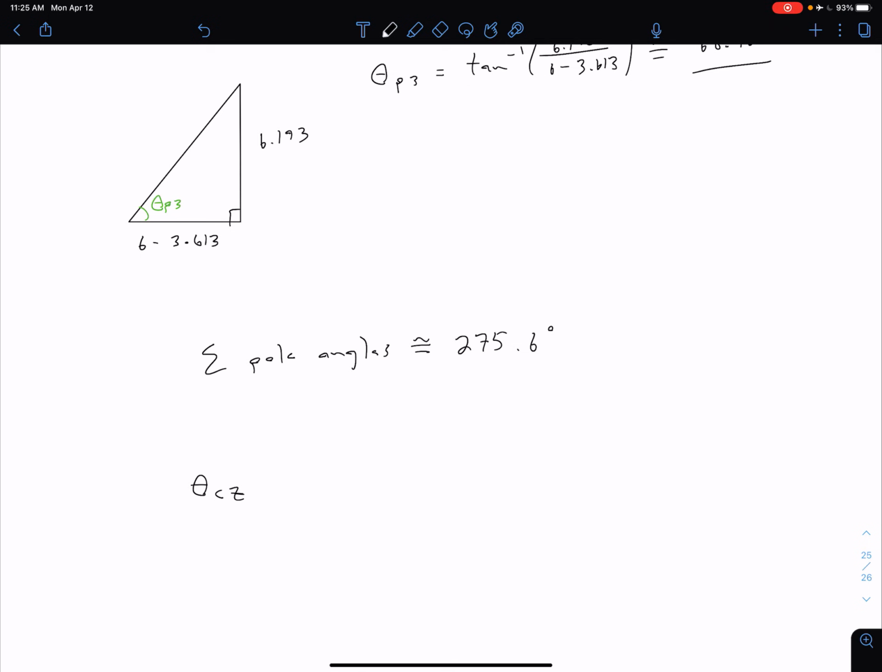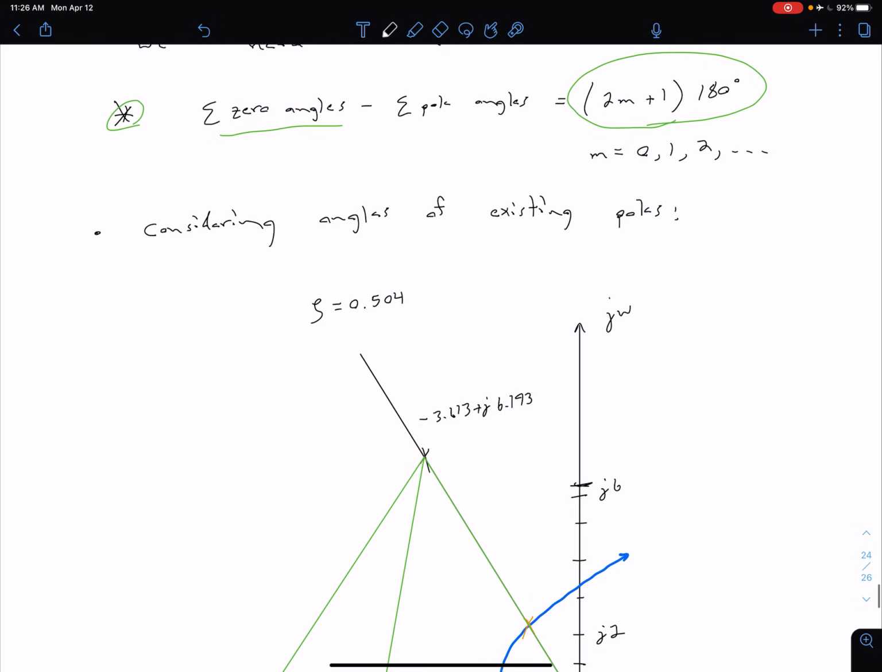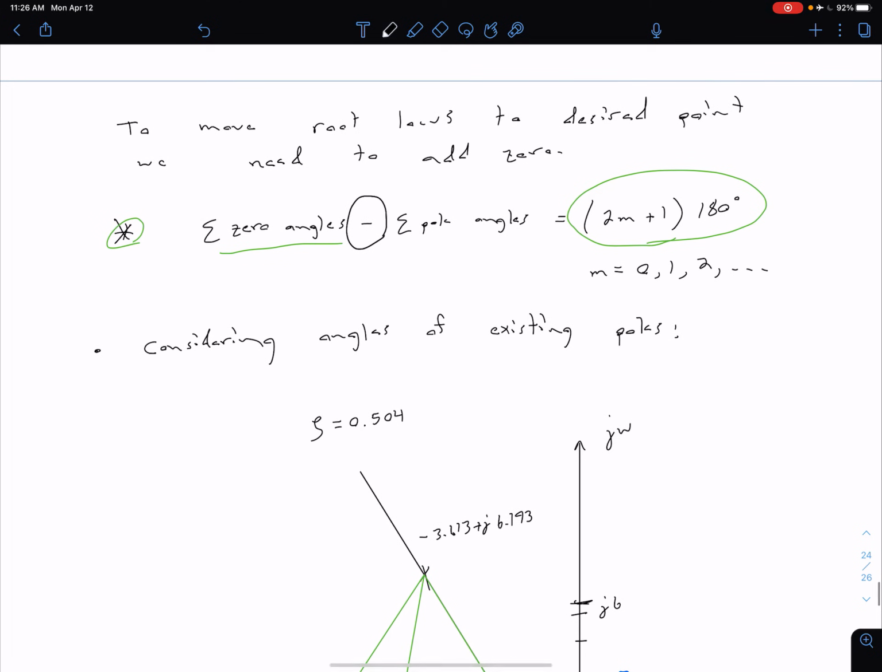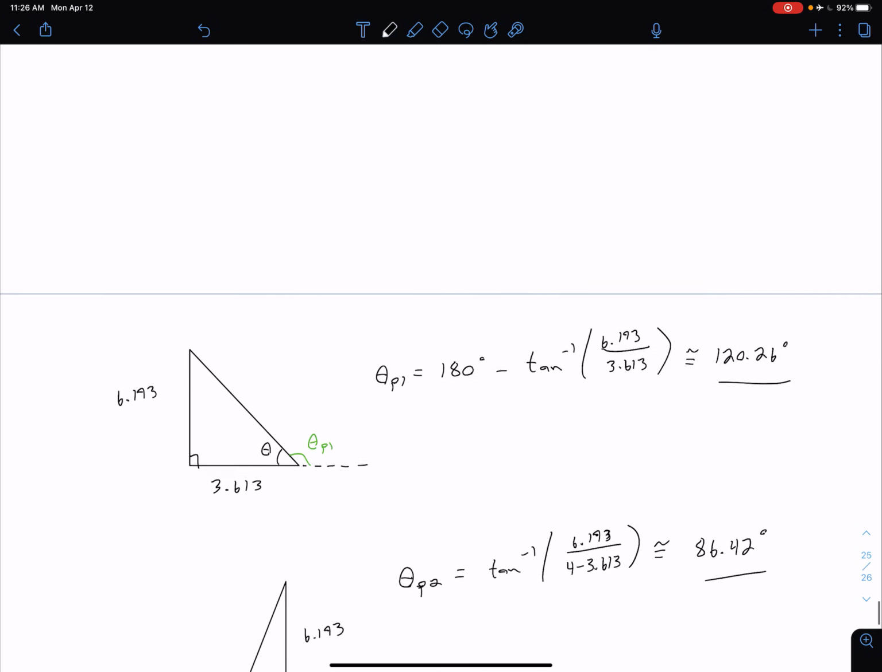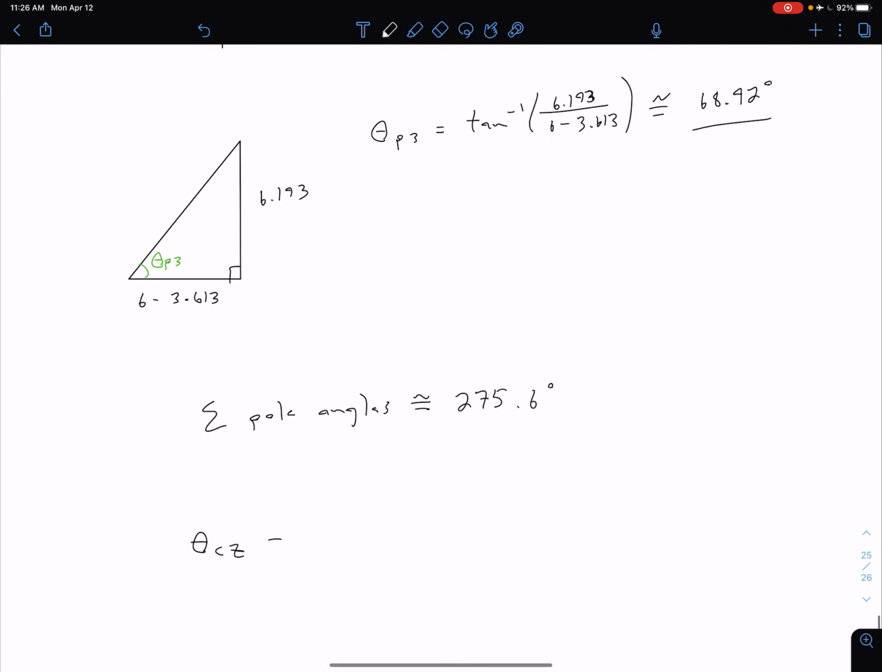Let me see if I made a mistake on the previous one. We should have had minus the sum of our pole angles. Okay, we do, so I just said it wrong there. So we're subtracting the sum of our pole angles, so we're subtracting this 275.6, and we want that to be an odd multiple of 180.